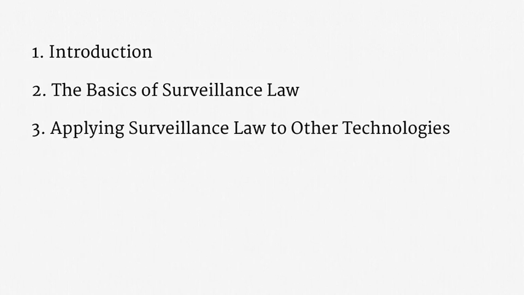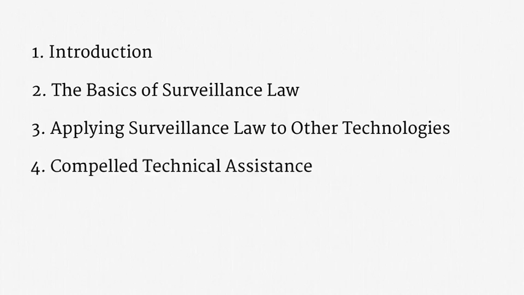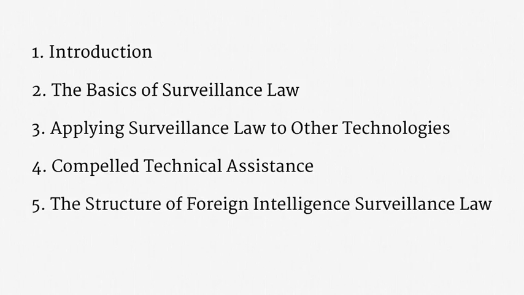In the third unit, we will apply those building blocks to more modern technologies. Specific topics will include email, web browsing, and hacking into devices. The fourth unit addresses compelled technical assistance, that is, what sorts of help the government can require. We will talk through when businesses have to provide backdoors in their systems, as well as when you have to decrypt your data. In the fifth unit, we shift from law enforcement to foreign intelligence.